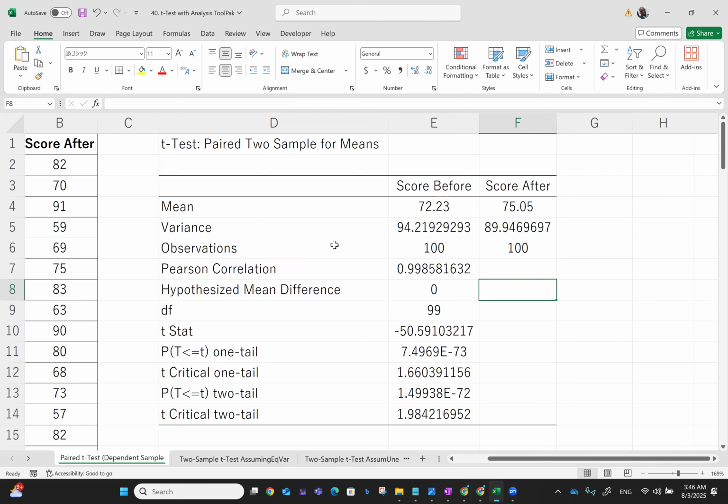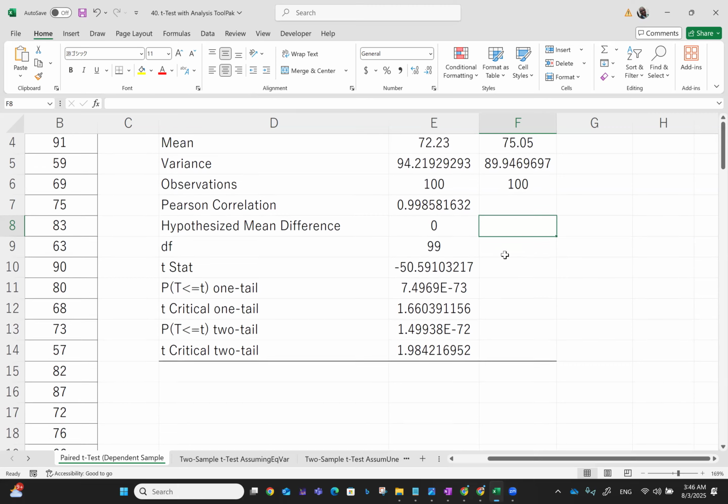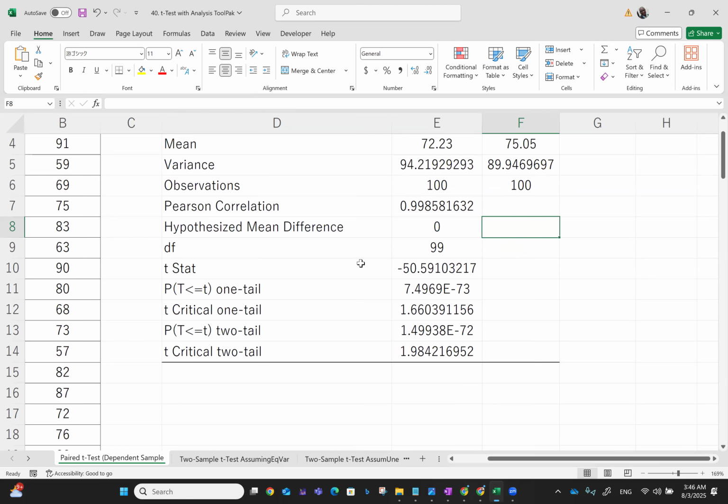Then we have the variance, which is a measure of spread in each sample. The spread in the score before is bigger than the spread after. That means that most of the students, because of the training program, are getting scores that are close to each other. And then, of course, we have 100 observations for each; that can be taken for granted. That's the number of data points. Then we have the Pearson correlation for the paired t-test, which shows how related the pairs are, and we have 0.99.